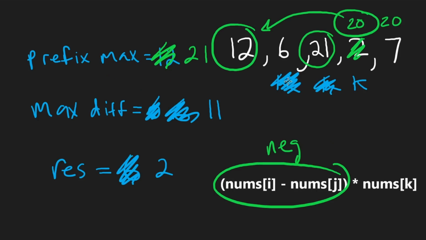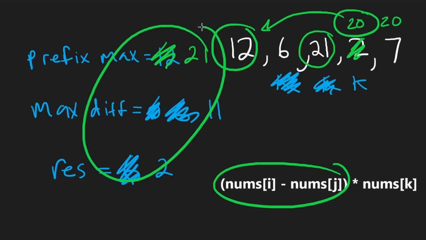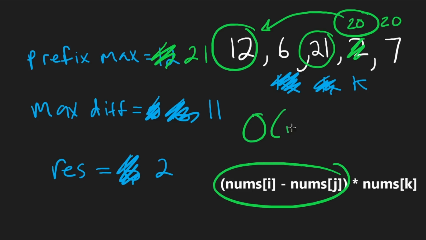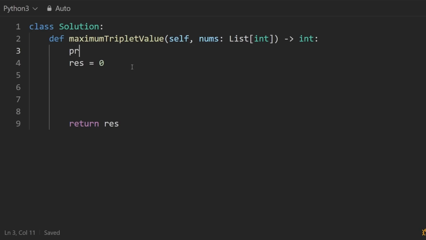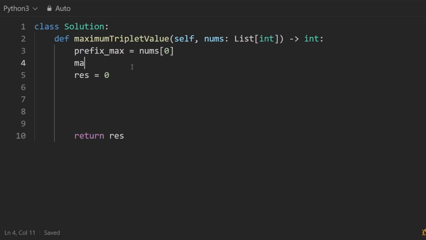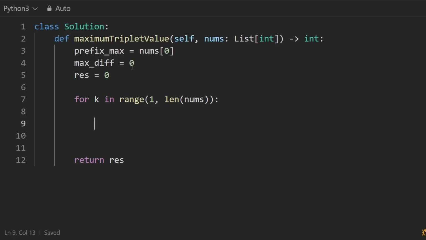It's not super obvious to see sometimes, so that's why I wanted to give this part of the explanation. But anyways, you can see we're only keeping track of a few variables over here, resulting in constant space, and we only iterate over the input once, resulting in linear time. Let's code this up. I'll keep this nice and short. We're just going to have our prefix max initially be the first element. We'll keep track of the max diff, initially setting it to 0. We'll start our k pointer at 1 and then go up until the length of the array.